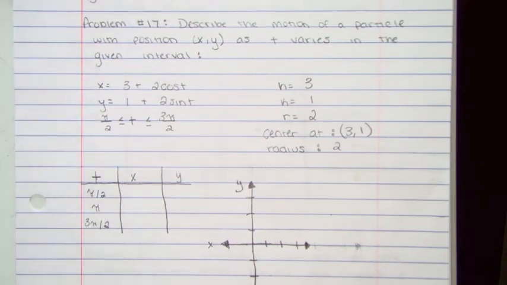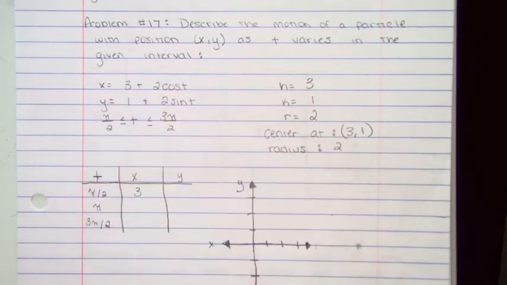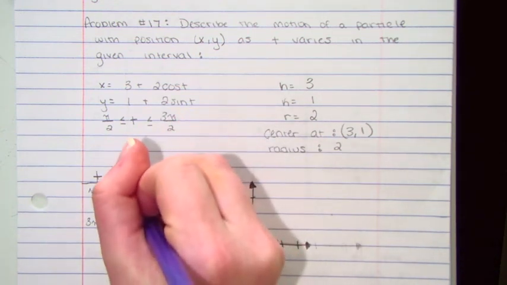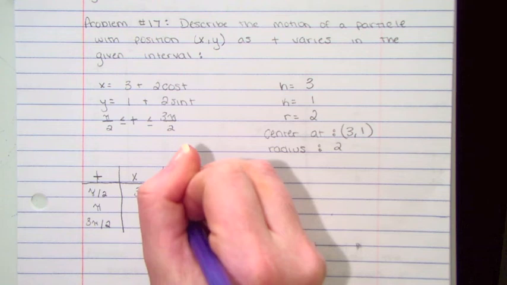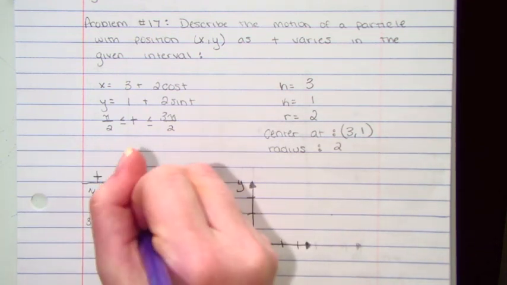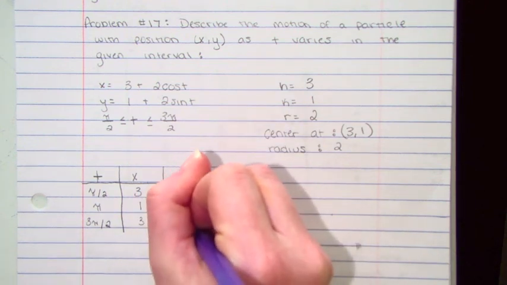As a part of the problem, we construct a table where we plug in the values of pi over 2, pi, and 3 pi over 2 into our initial equations, which is when we recall the unit circle. When you plug in pi over 2 to the x equation, you get 3, and when plugged into y, you also get 3. For pi, you get 1 when plugged into x, and 1 when plugged into y. Similarly, when you plug in 3 pi over 2, you get 3 in x and -1 in y.